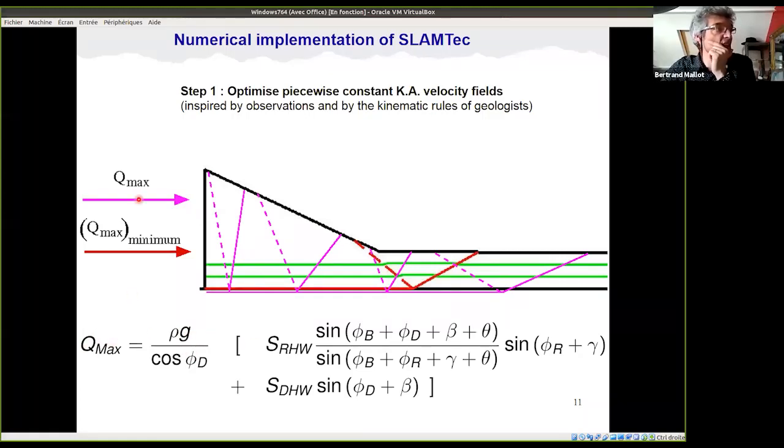And then you do the optimization by trying all these purple possibilities. And the minimum, the one that gives you the Qmax minimum, is the one that is predicted.